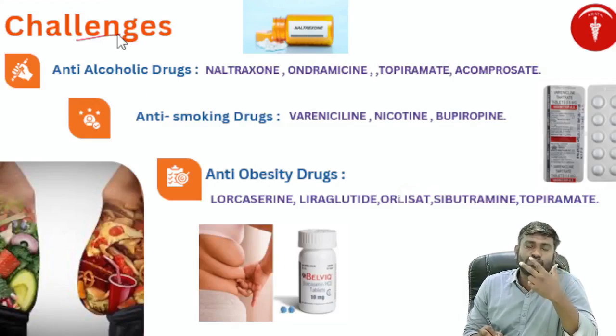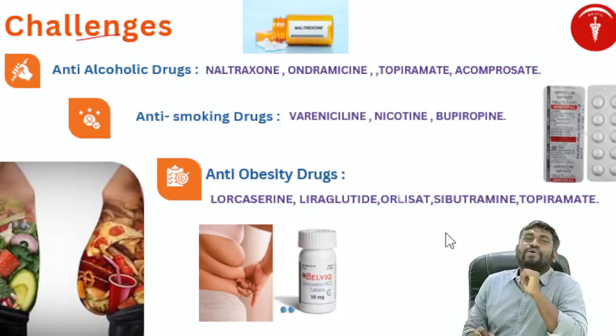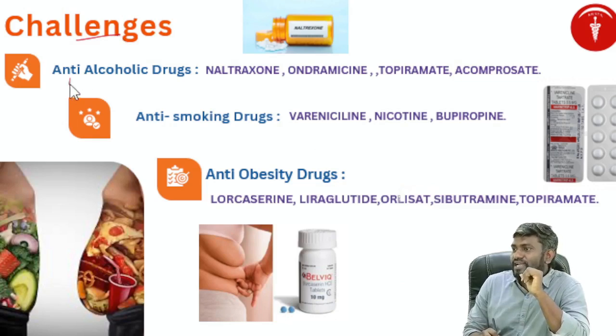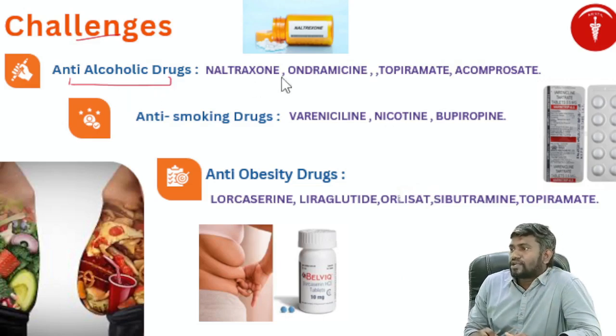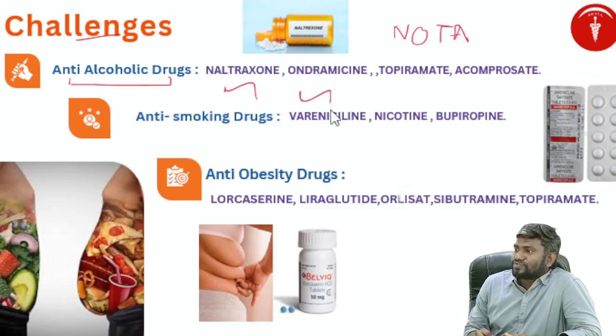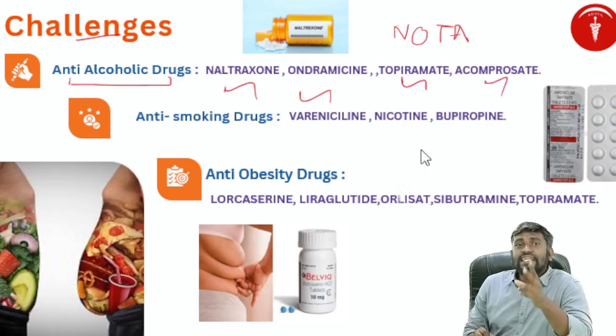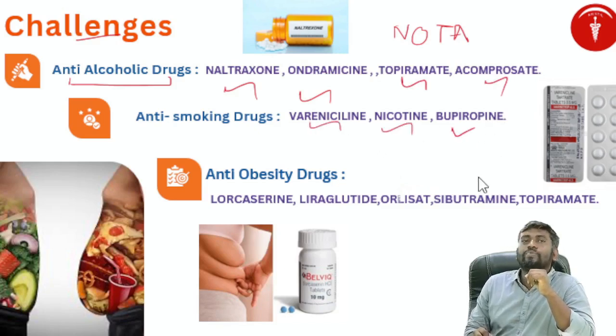Next, what are the challenges faced by the younger generation in the name of socialism? We drink a lot, we smoke a lot, and also people are getting more obese these days. So it is very important to also know the anti-alcoholic drugs. As a doctor, you can prescribe these drugs for those patients who are suffering from alcoholism. Now, remember, the anti-alcoholic drugs come with a mnemonic called NOTA. Very simplified, NOTA. N is for what? Naltrexone. O is for ondansetron. T is for topiramate, and another A is for acamprosate. The anti-smoking drugs are going to be varenicline, nicotinamide, and buprenorphine.